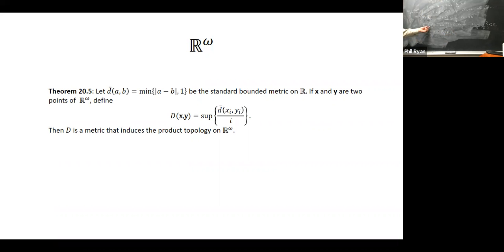Right, so this basis element can be put inside this basis element, so the basis element of the product is inside the basis element in the metric, which is inside, of course, the open set in the metric. So that shows that anything open in the metric is also open in the product. Okay. You happy with that? Do the converse direction. This is going very slow.